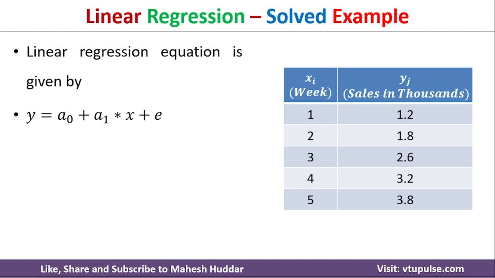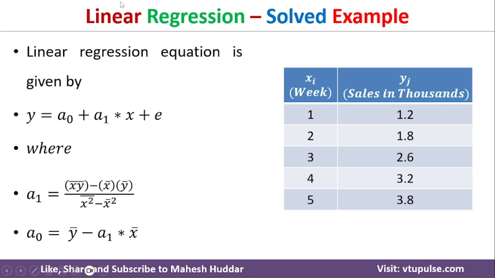Now the next question is, how do we calculate a0 and a1? First we will understand how to calculate the value of a1. a1 is equal to, first we need to calculate xy, that is the multiplication of x and y, and then take the mean of this column, minus the mean of x times the mean of y, divided by, first calculating x square and then its mean, minus the square of the mean of x.